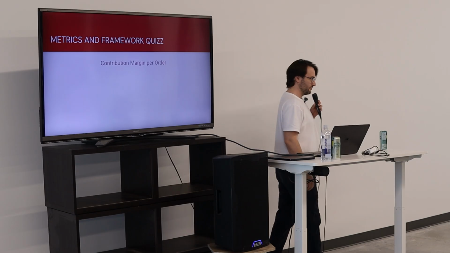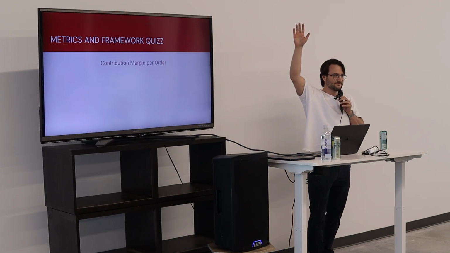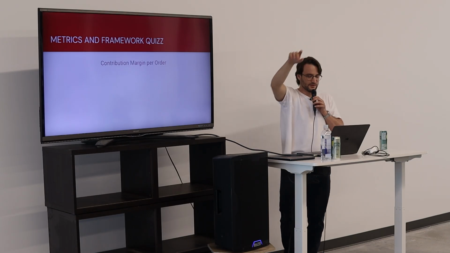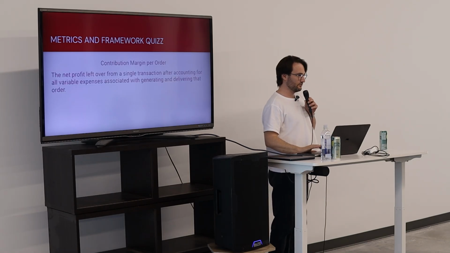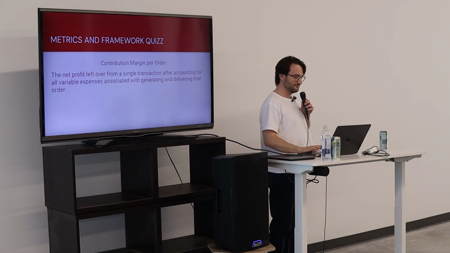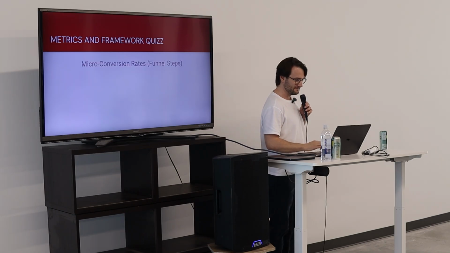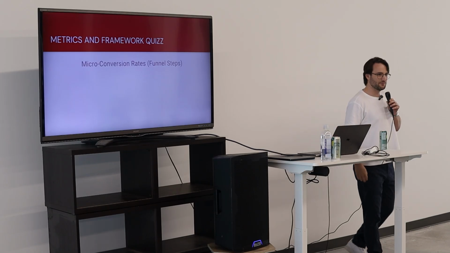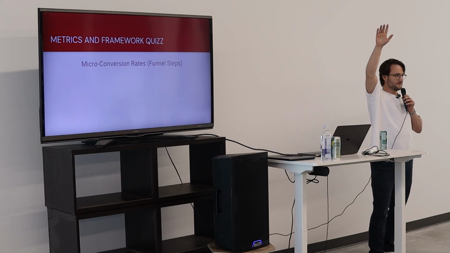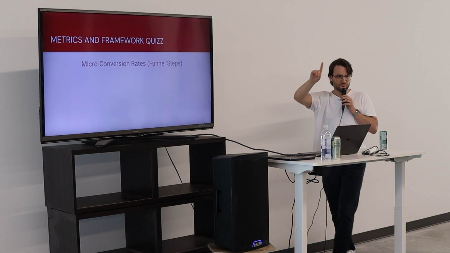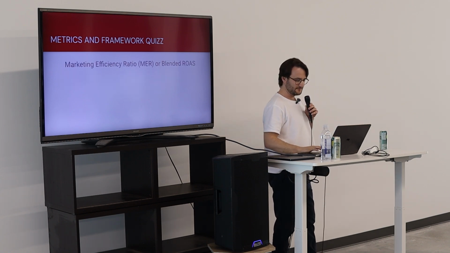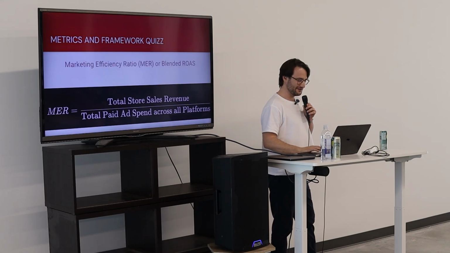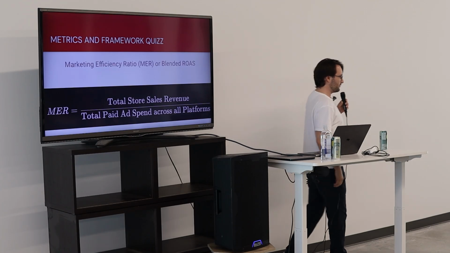Contribution margin per order. Who knows about this one? Not bad. I won't read it to you. You can ask AI if you want to learn about them. You have the prompt now. Micro conversion rates, funnel steps. You need to know this if you're a professional Shopify store owner. Who knows about those? 1 person. Okay, I think that's the last one. Marketing efficiency ratio. You get the idea. AI can teach you about what you need to know.